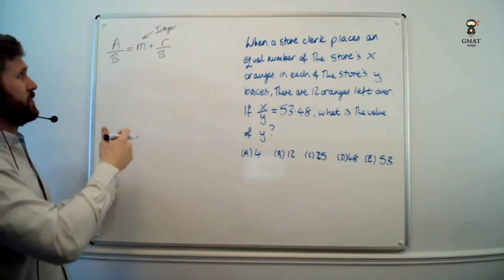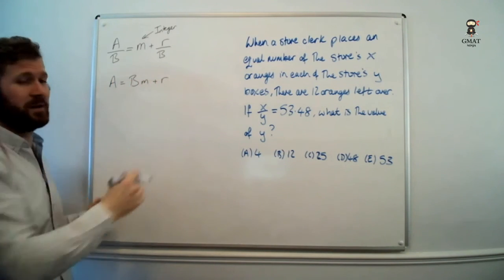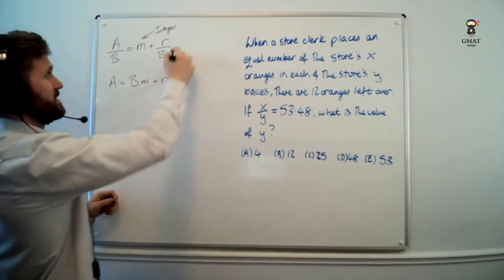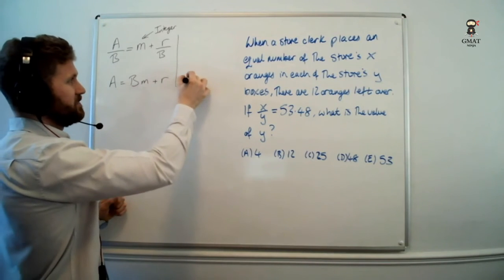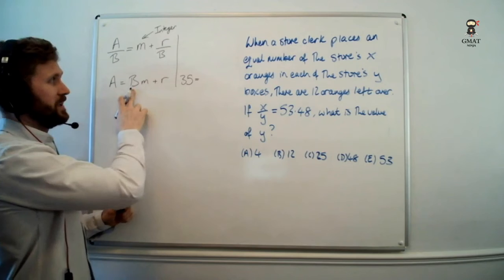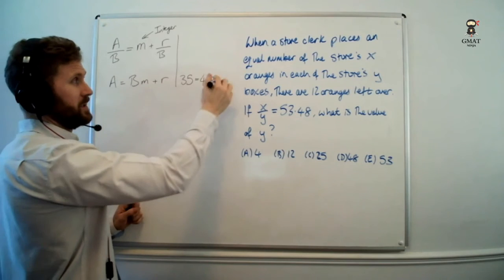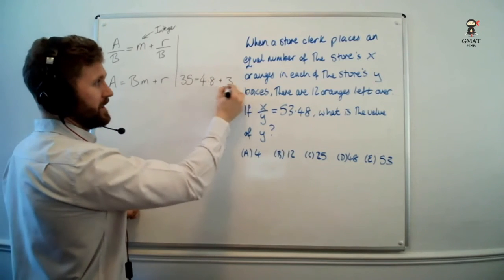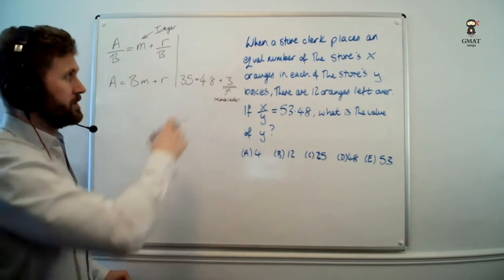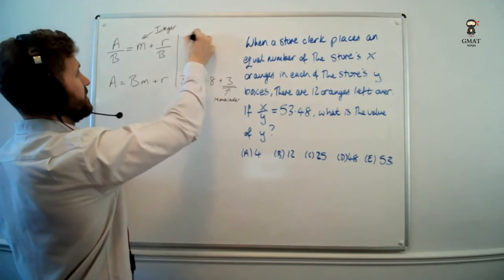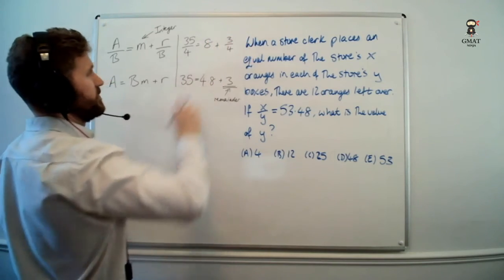Now, multiplying both sides of this by b, we'd end up with a is equal to b times m plus r. Now, that might not make a huge amount of sense if you're just thinking about this algebraically. It might make more sense if I put some numbers to this. If I said a was 35 and b was going to be 4, then I could say 35 is 4 times 8, which will give me 32, plus 3. And now that 3, that's my remainder. That's how many I'd have left over. Or dividing both sides of this by 4, I'd have 35 over 4 is equal to 8 plus 3 over 4.